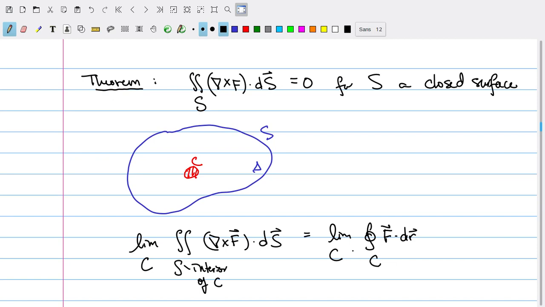And as I let C get smaller and smaller and smaller, this limit on the right hand side is going to go to 0, because I'm just integrating over a smaller and smaller curve, whereas on the left hand side, the patch that I removed is getting smaller and smaller, so this is just becoming the integral over the full surface.